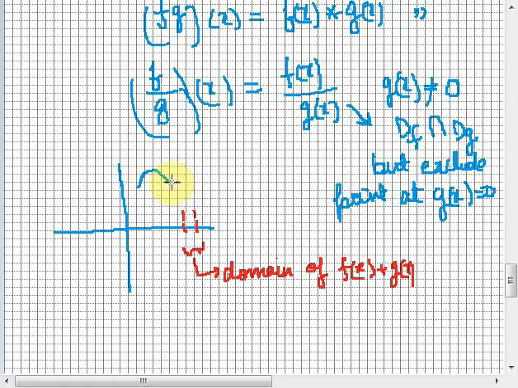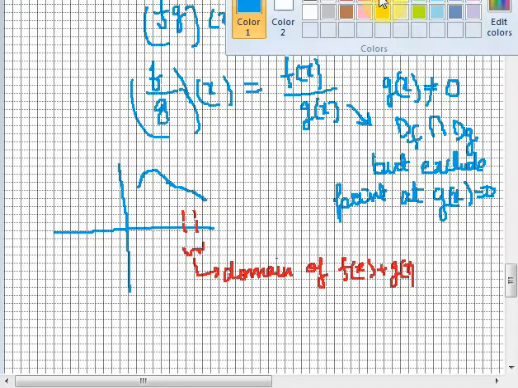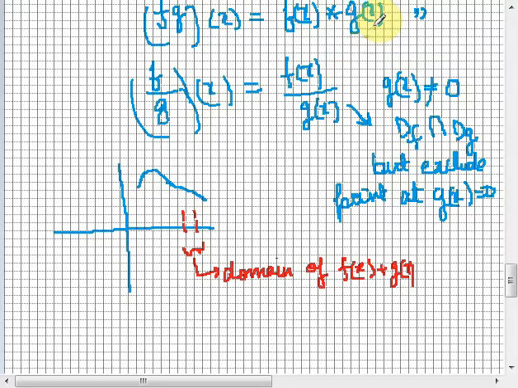Suppose a graph is like this, and another graph of a function is this one. The domain of this whole graph is this much, and the domain of this graph is from this point to this point. So what is the common part?